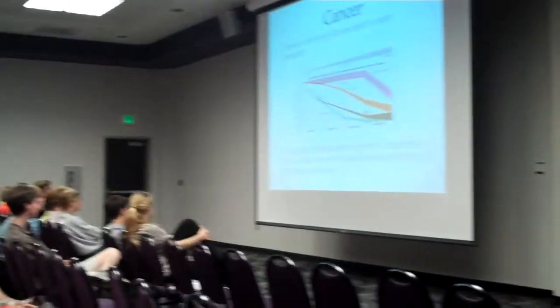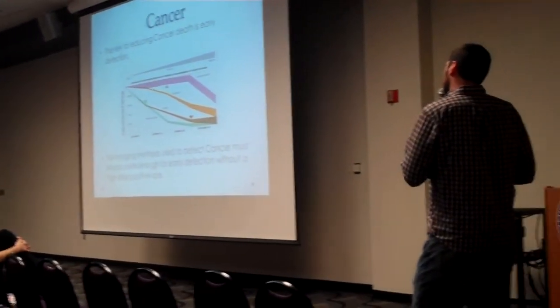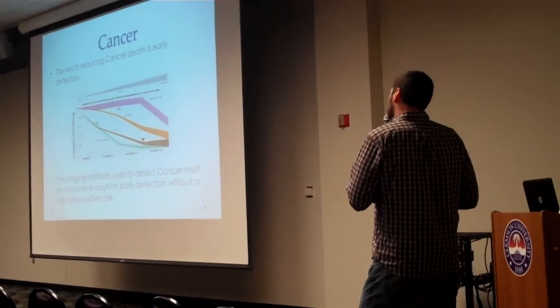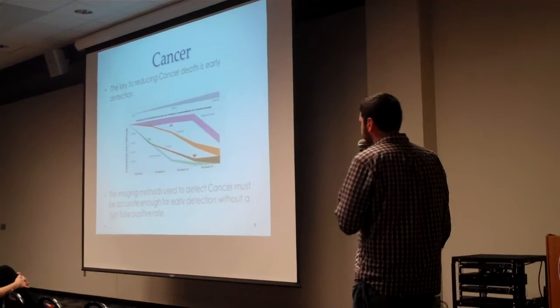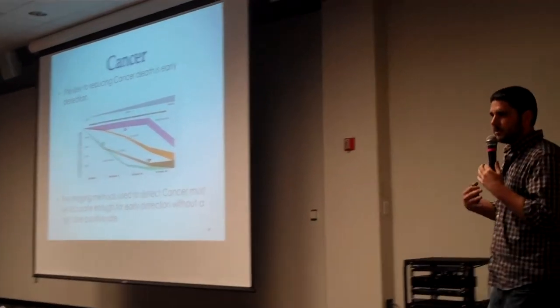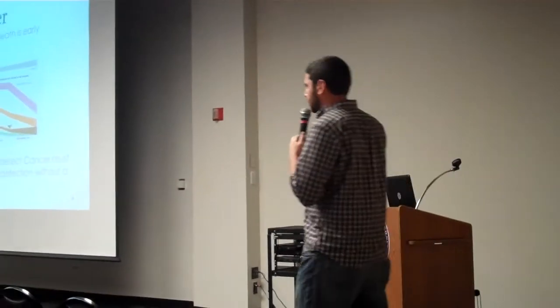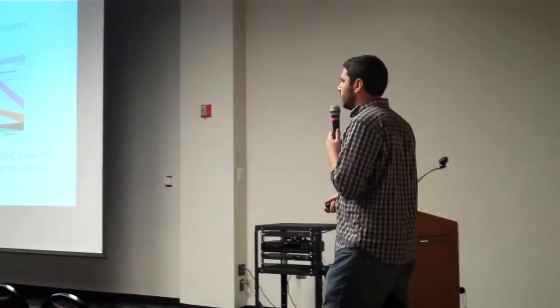That's good. But if you look at lung, you don't see most of the diagnosis until stage 4, when you're already at a 20% 5-year survival rate. So what we have to do is image these things better so that we can detect earlier, but without a high false positive rate. So what does that mean?